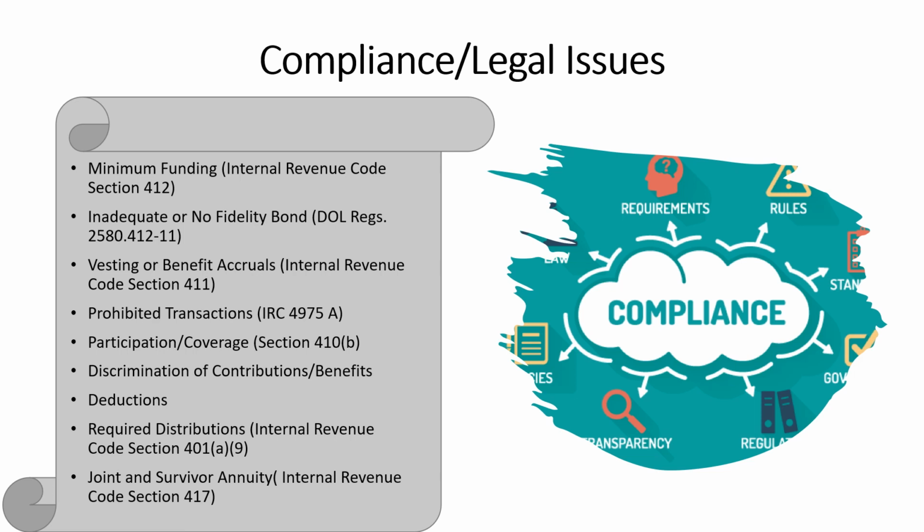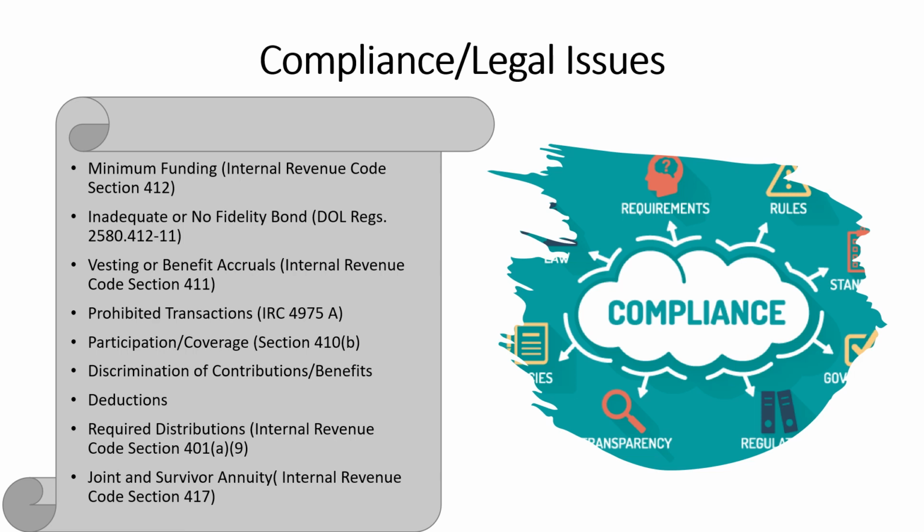Inadequate or no fidelity bond. Plans are required to have a fidelity bond equal to at least 10% of the most current handled assets. DOL Regs. 2580.412-11. Vesting or benefits accrual. Internal Revenue Code 411. Every plan is required to have provisions regarding how participants are vested in their benefits. If employers do not keep track, the vesting percentage becomes incorrect.